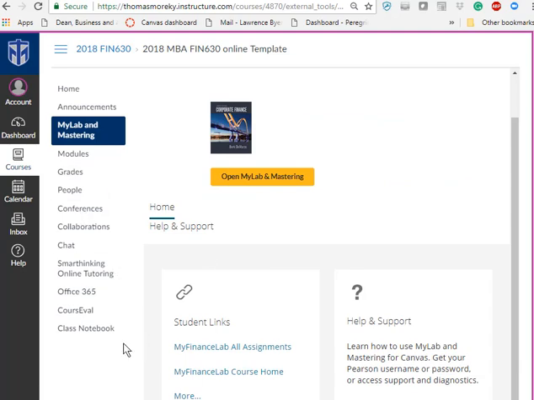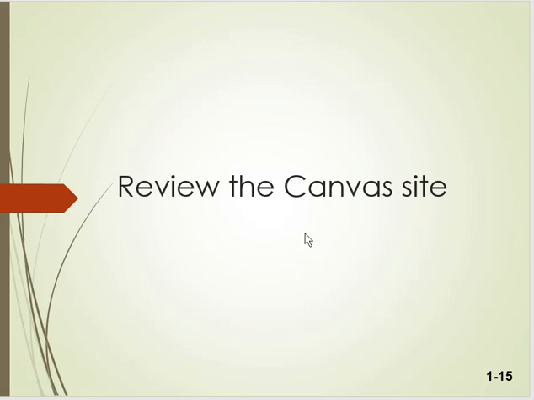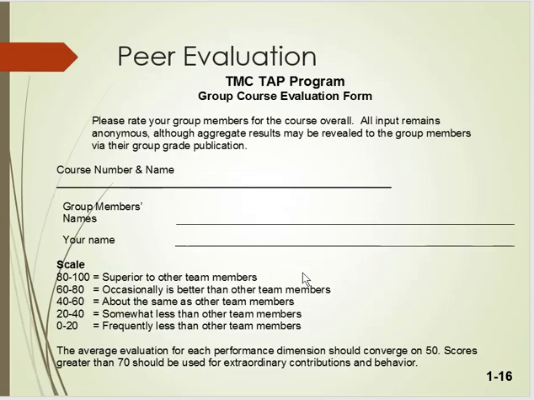I can't think of anything else relative to the actual Canvas site. So let's continue on. In conclusion, we're going to have a couple more slides. There'll be a peer evaluation at the end of the program. On average, you're going to be asked to evaluate your group mates. In this class, we'll also be working with something called teammates. I'll have a separate video that talks about how teammates works.